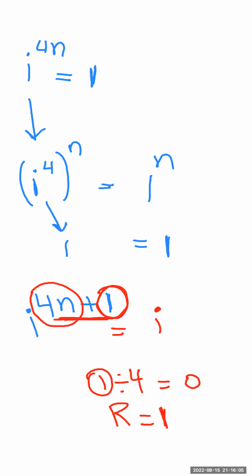That's why we said that we divide the power by 4 and take the remainder. Remainder equal 0 means I to the power n equals 1. Remainder equal 1, I to the power n equals I. Remainder equal 2, I to the power n equals -1. Remainder equal 3, I to the power n equals -I. One more question like this.